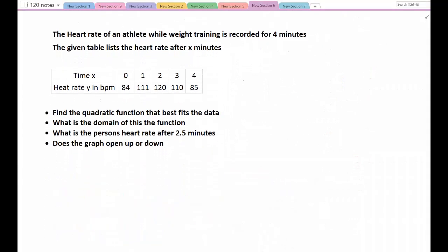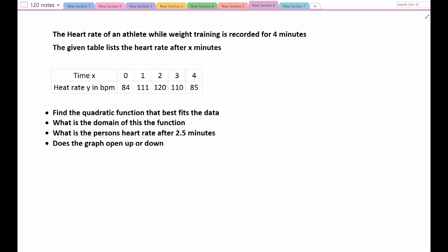Alright, heart rate of athletes. While training is recorded for 4 minutes, the table gives the list of the heart rate after X minutes. So X represents the time in minutes. Y represents the heart rate. Alright, so 84 beats per minute, BPM. Find the quadratic equation that best fits the data. What's the domain of the function? What's the person's heart rate after 2.5 minutes? Does the graph open up or open down?